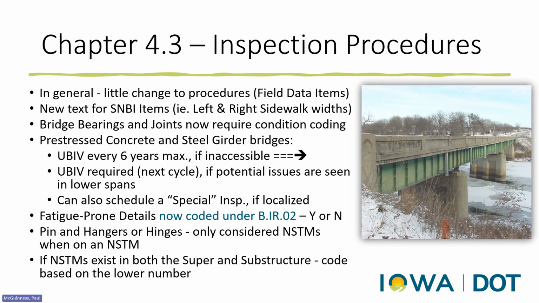And then the last thing I just want to mention is with NSTMs, we all know what those are now, but what is in the coding is if you have NSTMs in the superstructure and the substructure, and they each have different condition codings based on their actual condition, then you would rate the lower of those 2 numbers. You would code that.